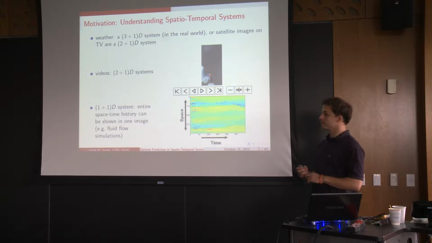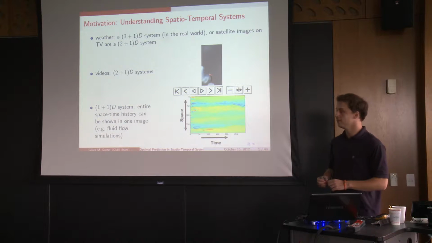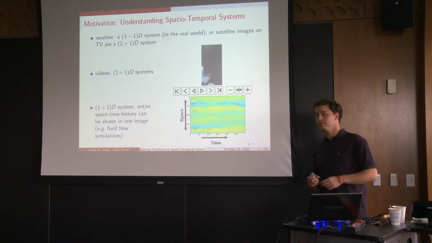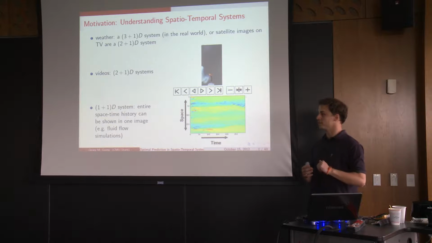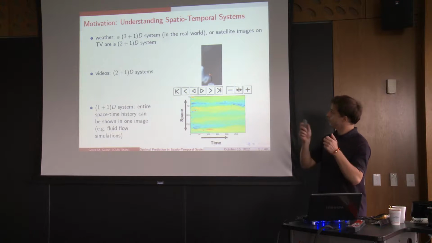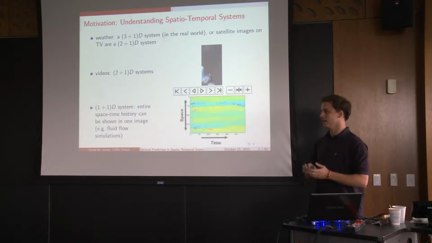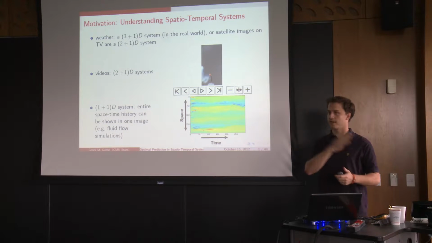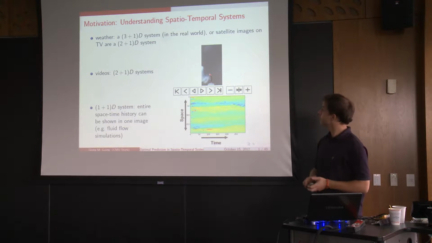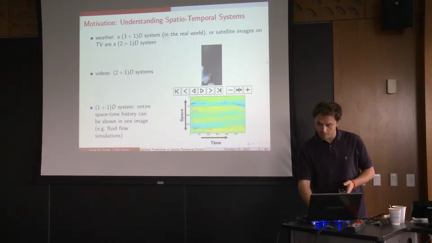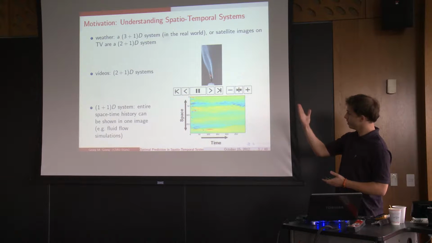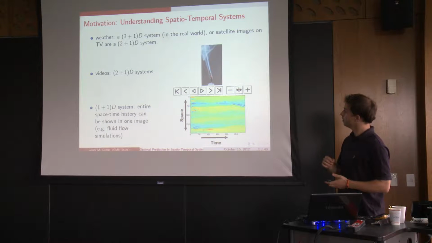The weather is a spatial temporal system. If you look outside, it's a 3 plus 1 dimensional system. Or if you watch it on TV, you have satellite images. Those are 2 plus 1 dimensional systems. When I say 3 plus 1 or 2 plus 1, I mean 2 dimensions in space, the image, plus 1 dimension in time. That's what I mean with 2 plus 1. And in general, any video data or image sequences that you analyze, that is a 2 plus 1 dimensional system. You have the image, and it's evolving over time.